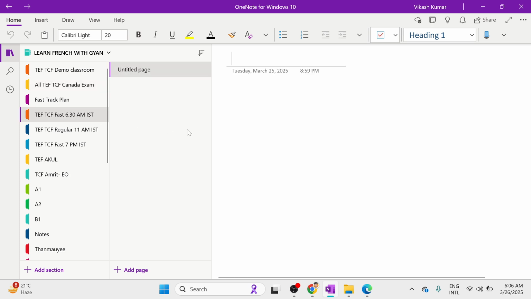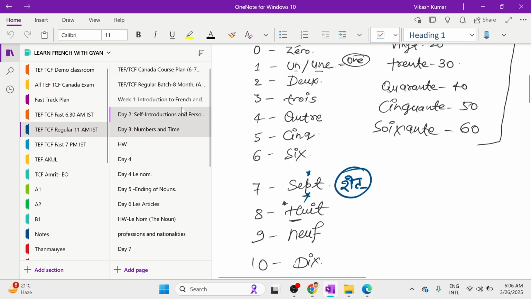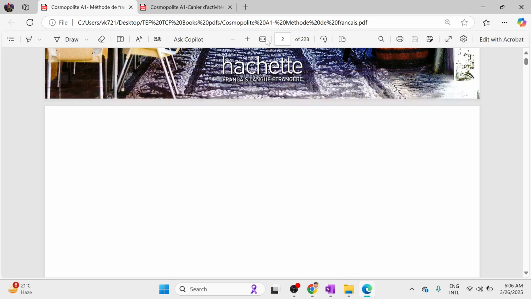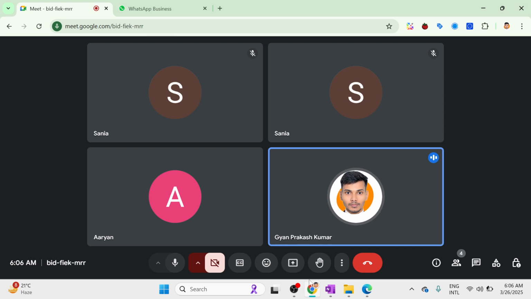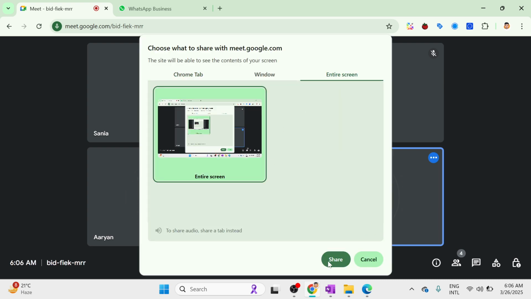For example, whatever grammar comes into the picture we'll be doing in the sections of the book. Are you able to see my screen? By sharing your screen right now, Gyan? If you are doing that, I'm not able to see anything. Sorry, let me share and show you how it goes.